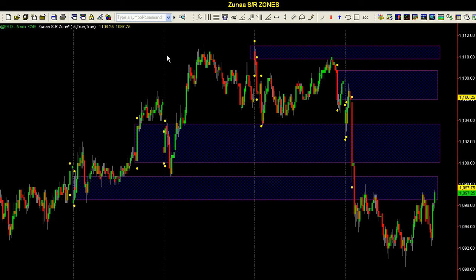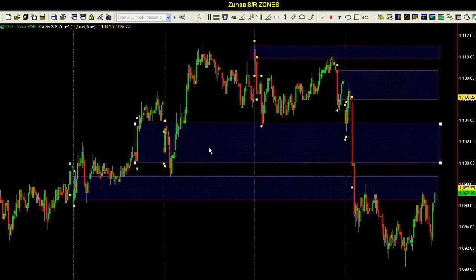This video we're going to go over support and resistance zones or areas. It's very similar to traditional support and resistance levels, which are generated by swing points, as in these swing lows here, or these swing highs here, or these inside swing points.